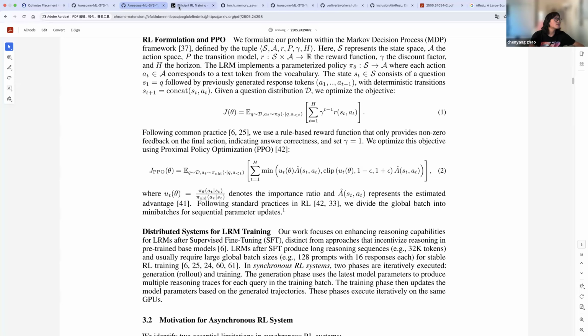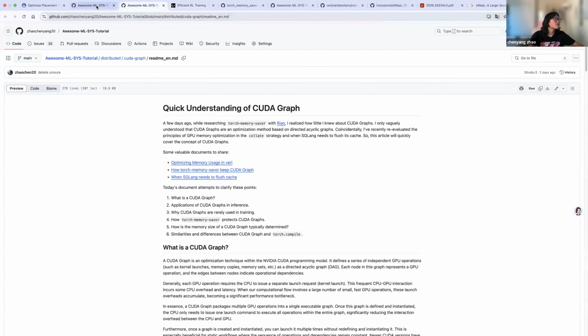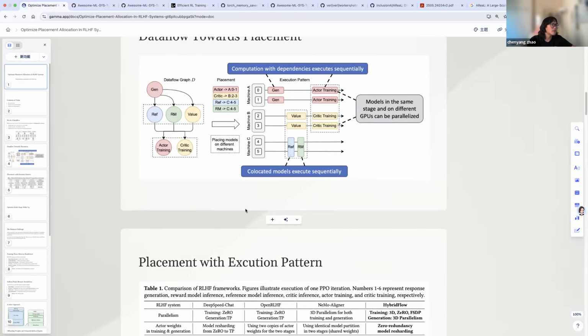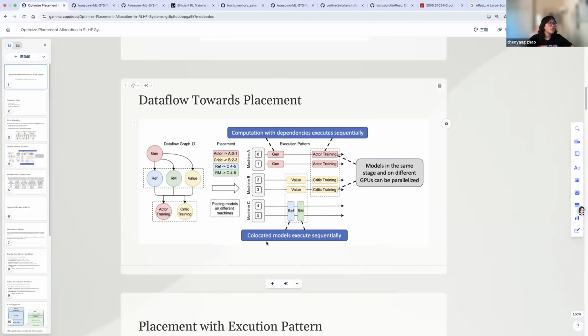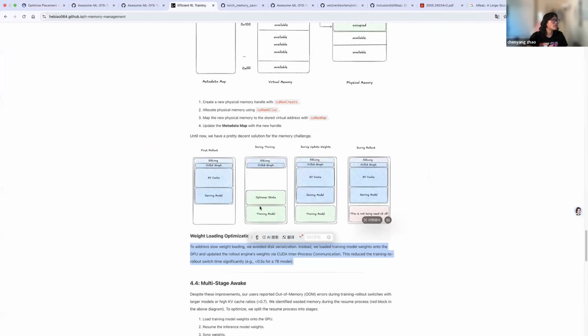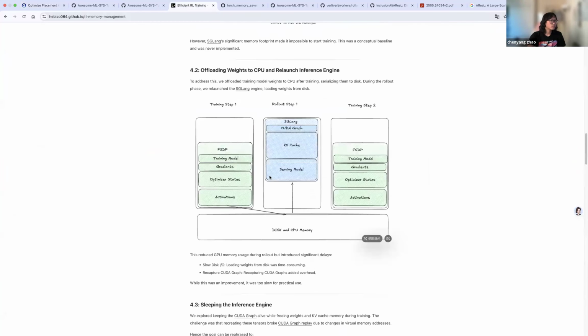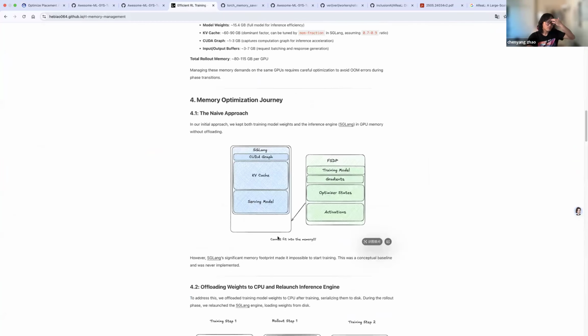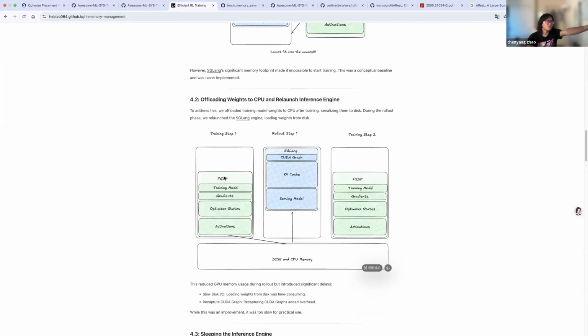Coming back, we first discussed the placement issue. The second part is that we spent some time trying to optimize the collocated placement. Remember, the collocated placement is like this: the rollout model and the training model are on the same GPU.